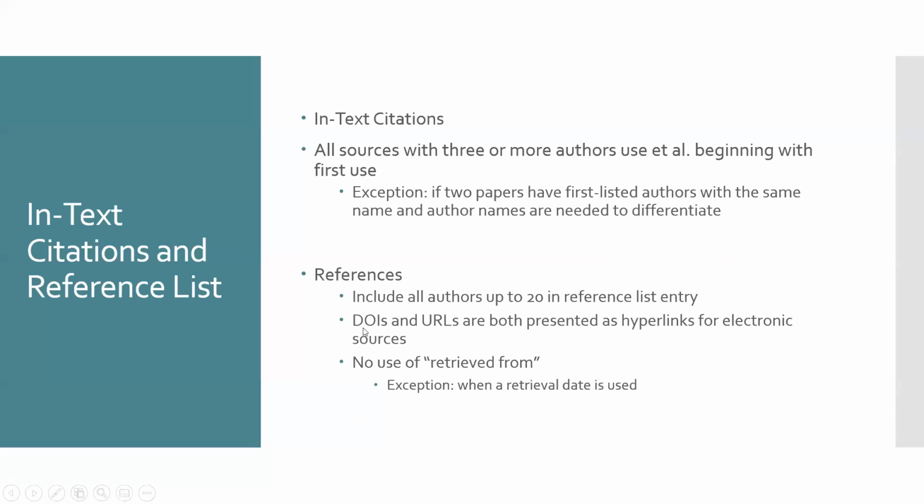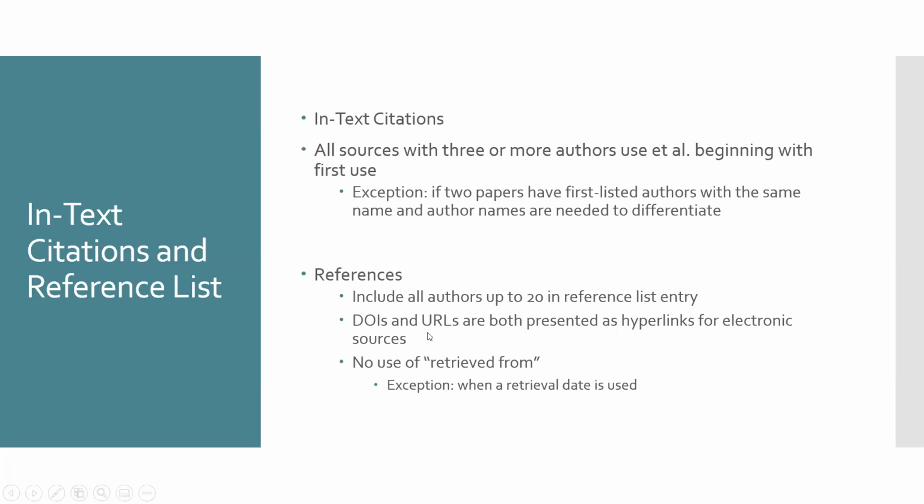However, that's not the case with your references section. With your references section, you should be including all authors up to 20 in the reference list. The only time you should be using et al. in your references list is when you have more than 20 authors in a paper, which does happen. It's not absurd to think that, but it's not as common. So you should be listing all of your authors in the reference section, but you do not need to do that in your in-text citation.